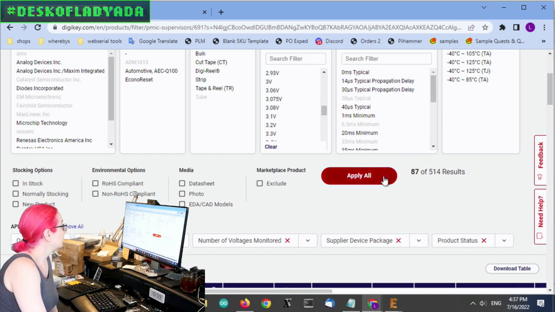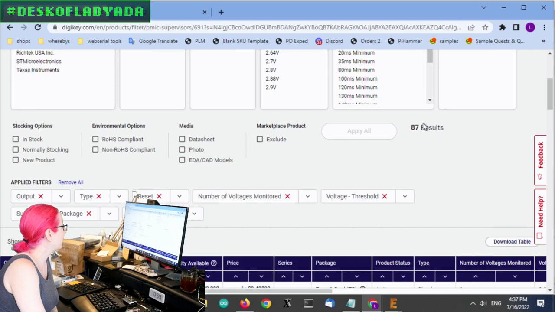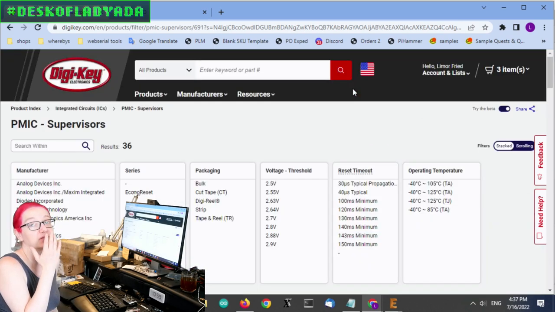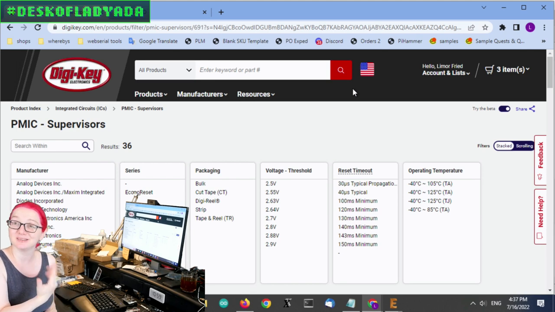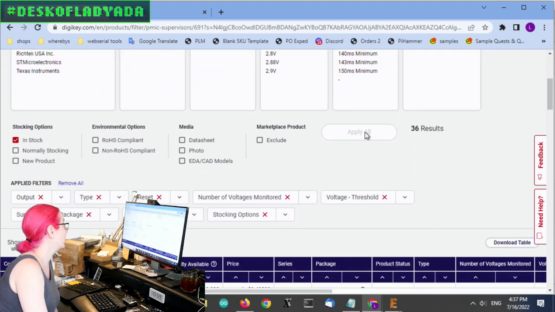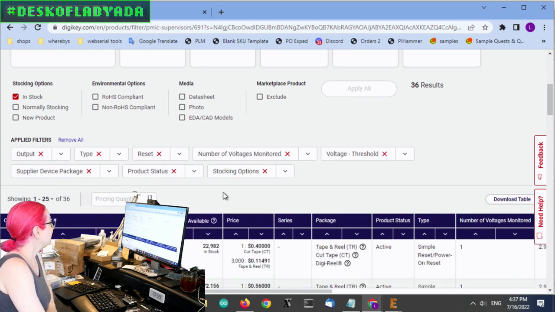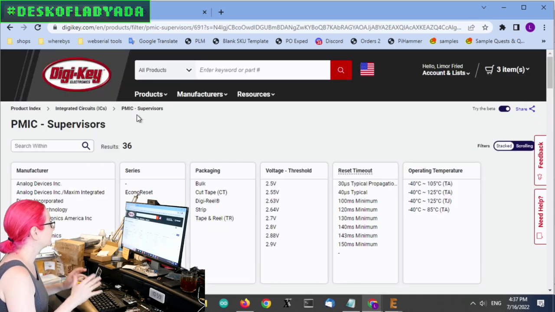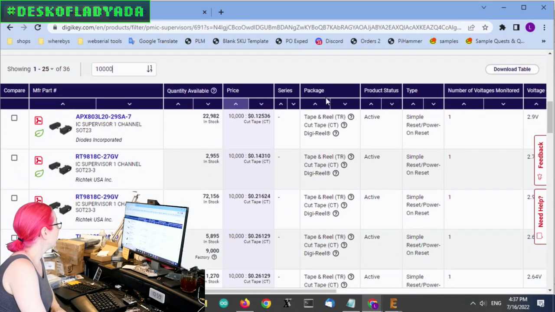Okay, so let's apply all. Let's also look only at what's in stock because I have to purchase these now to tide me over until I get the order that I booked a while ago. And second, let's sort by pricing because I need to buy about 10,000 of these. So it looks like we have a couple options here.